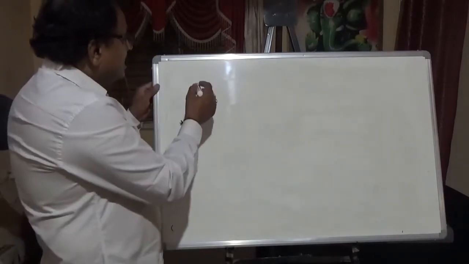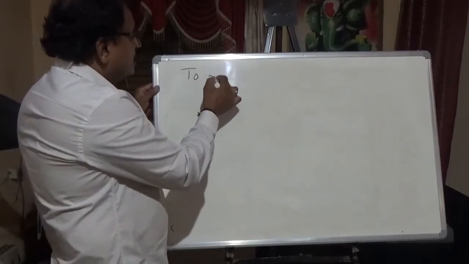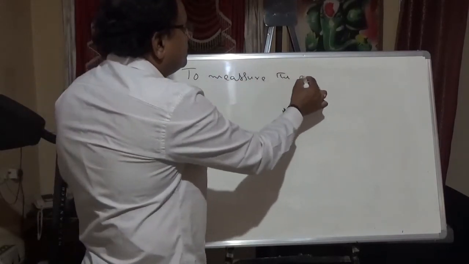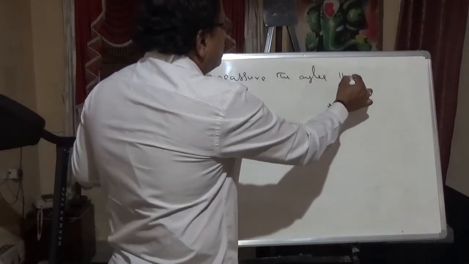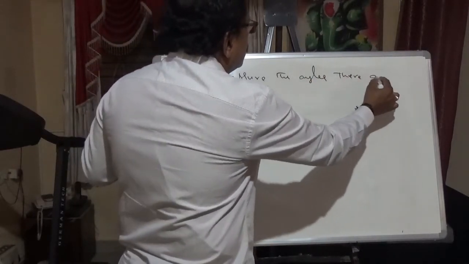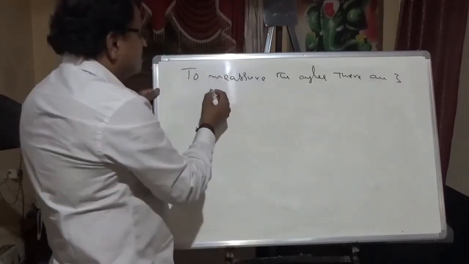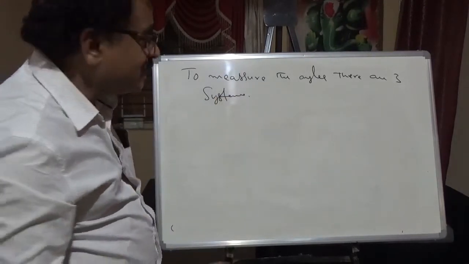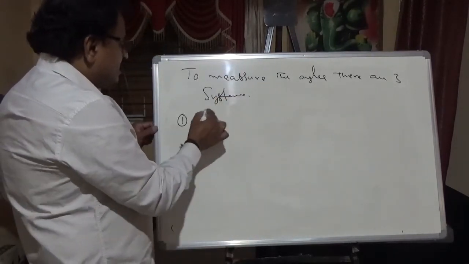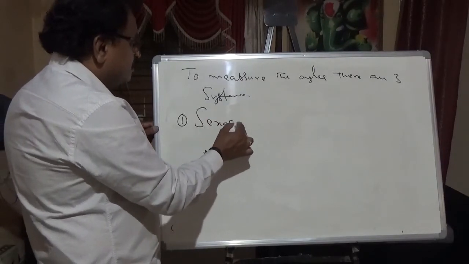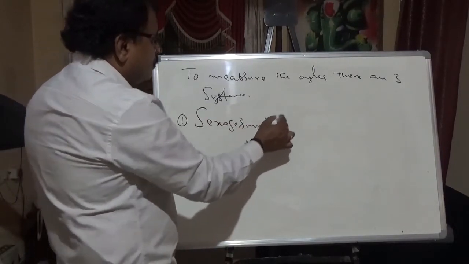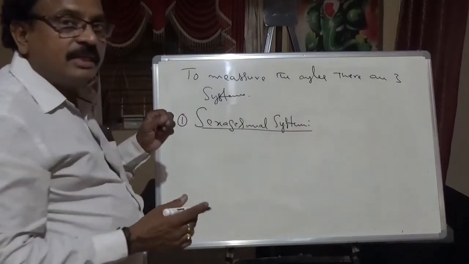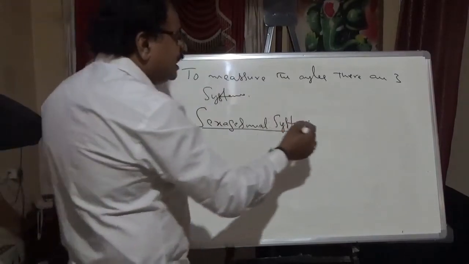So totally, to measure the angles there are three systems. What is the first system? Sexagesimal system. The other name is the British system.